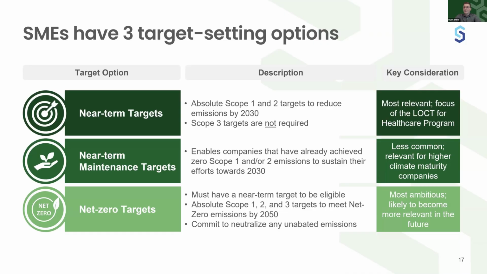And finally, there are net zero targets. These are the most ambitious of the targets. So to be eligible, a company has to already have a near-term target in place. And then also, a company needs to commit to reaching net zero across scopes 1, 2, and 3 by 2050, including neutralizing any emissions that can't be eliminated. These net zero targets will likely become more and more relevant as expectations continue to grow over time.